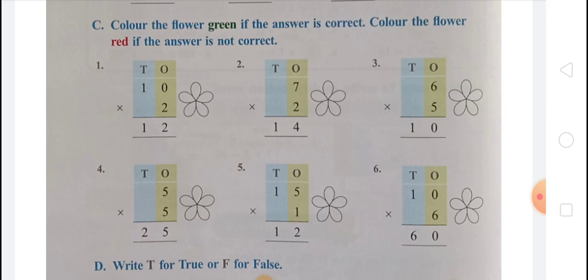That is, the first question is 10 multiply 2. We know that 2 ones are 2, 2 twos are 4, 2 threes are 6, 2 fours are 8, 2 fives are 10, 2 sixes are 12, 2 sevens are 14, 2 eights are 16, 2 nines are 18, 2 tens are 20. So here should be 20, not 12, and it is written 12. So the first is not correct.